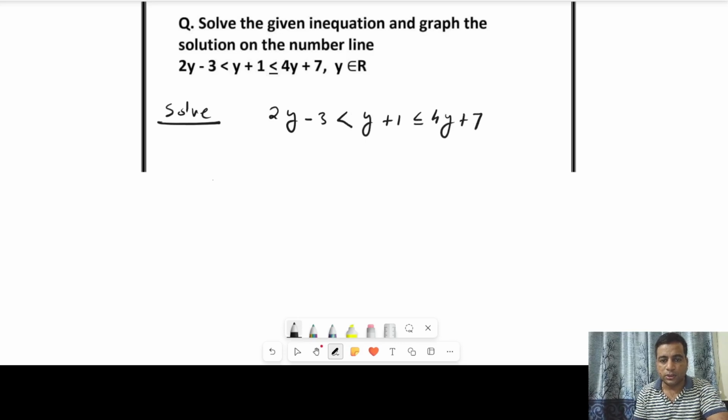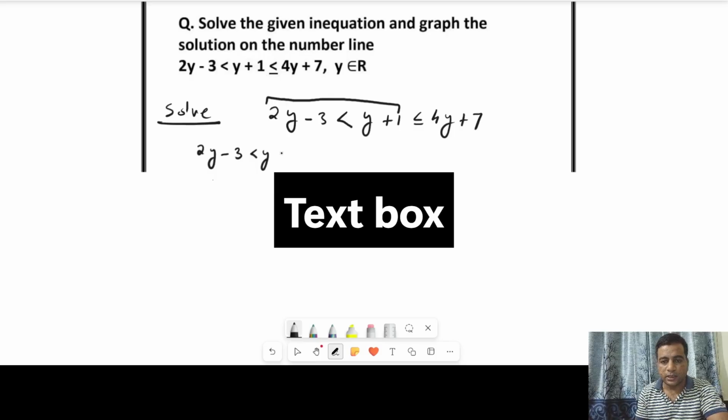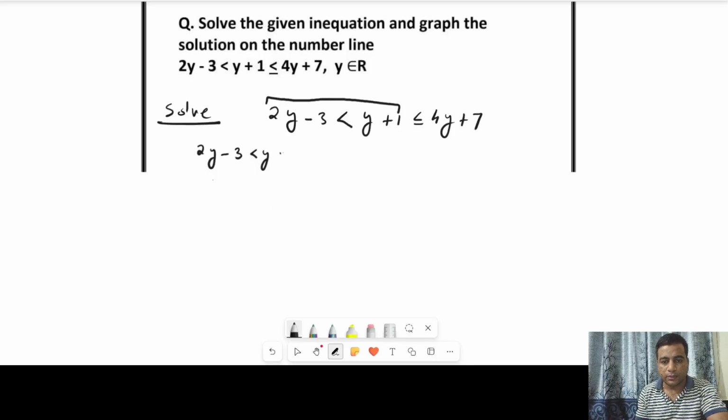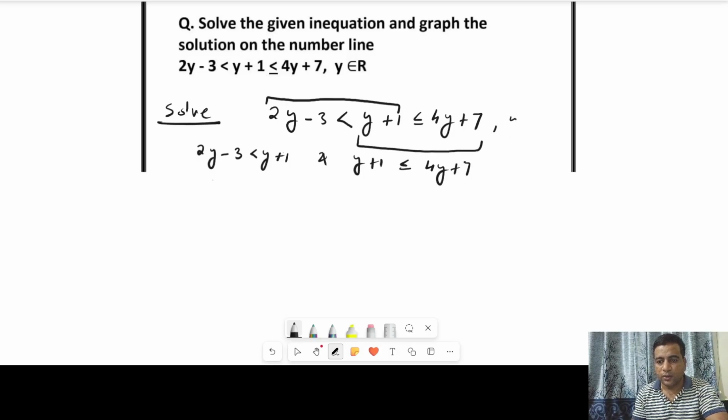So first, you should take this part, means 2y minus 3 is less than y plus 1. And next, you should take this part: y plus 1 is less than or equal to 4y plus 7. And now it is given that y is a real number.